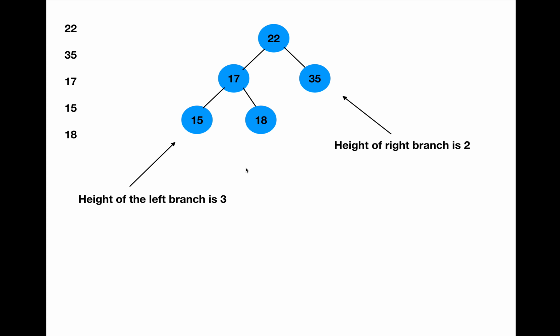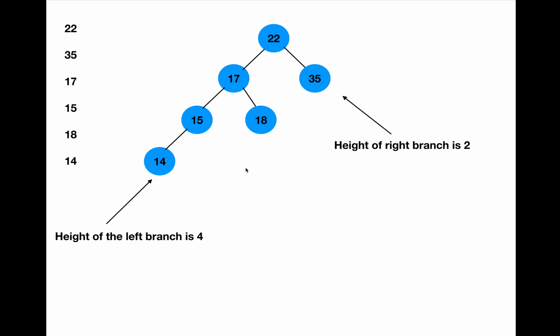Let's look at what an unbalanced tree would look like. Well, we have this tree, and then we're going to insert a new node. So a new node is coming in, and this new node is going to be 14. As it's coming in, it gets compared to the root, which is 22. Then we know that we have to go to the left side. So we compare it to 17. 14 is less than 17, so it goes to the left. Then we compare it to 15. 14 is less than 15, and it goes to the left again.